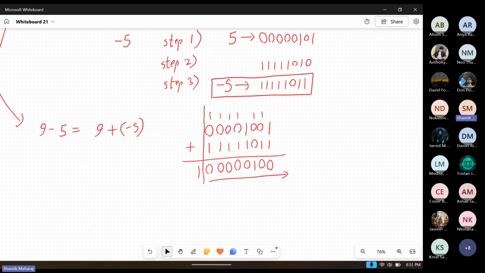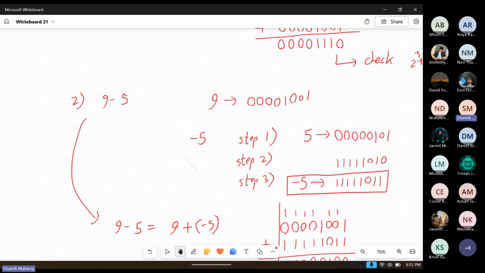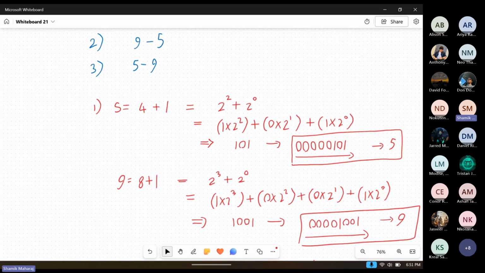It's looking promising. Let's check it quickly. 2 to the 0 doesn't exist, 2 to the 1 doesn't exist, and 2 squared is the only one that exists, which gives us 4. So we're perfect. So that works out. 9 minus 5, we're good. That was number 2.